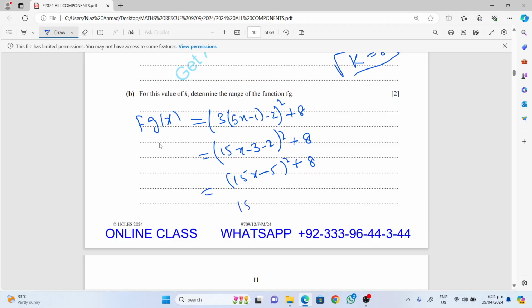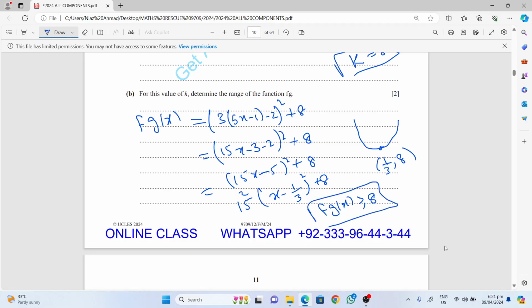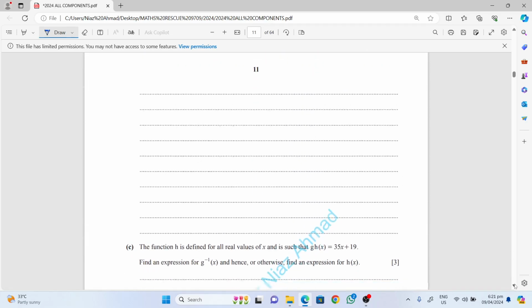If you take 15 common, so 15 square will be taken as common. This is (x minus 1 by 3) whole square plus 8. So it is a minimum point. The point is 1 by 3 and 8, and the range can be defined as f g of x is greater than or equal to 8. We are done with this part as well.